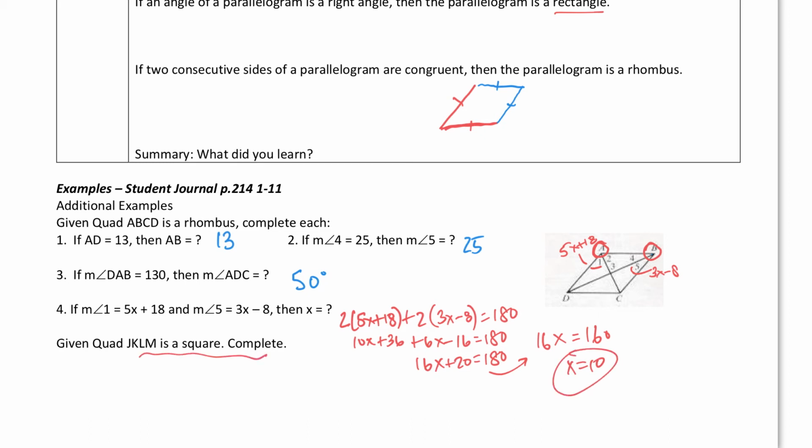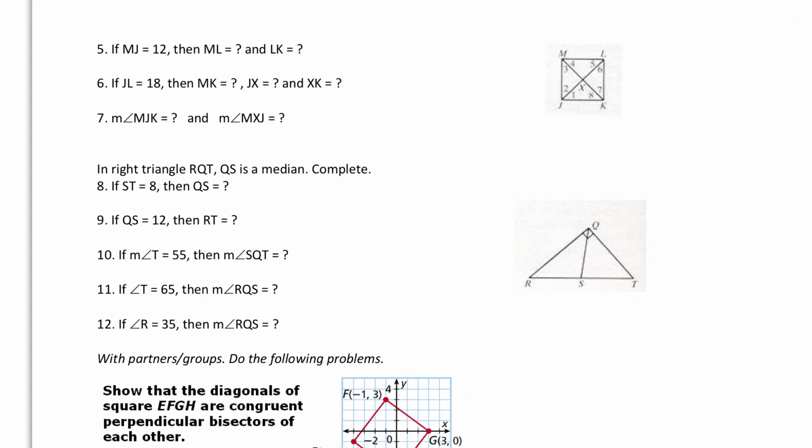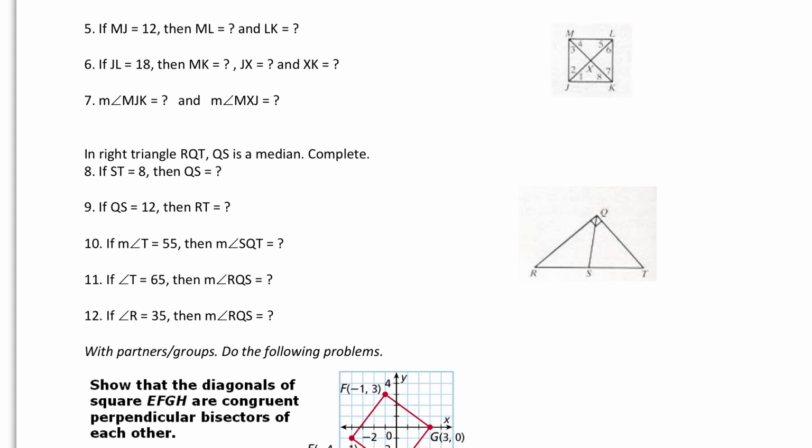All right, on the next one, let's go to the next page. We know that it's a square, so let's go ahead and answer these questions. If M to J is 12, then ML and LK are also going to be 12 as well, 12 and 12. Okay, if J to L is 18, then M to K is also going to be 18 because it's a square, so the diagonals will be congruent just like in a rectangle.